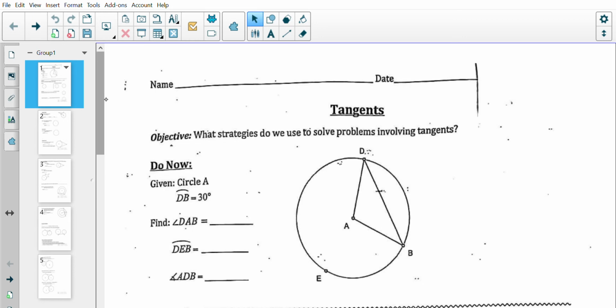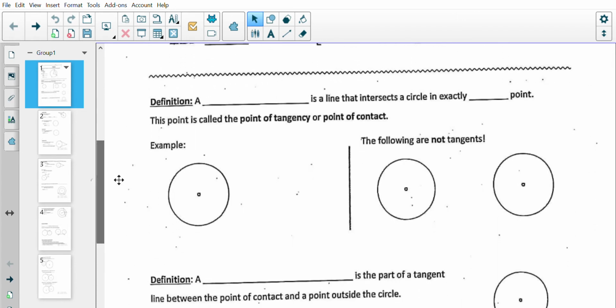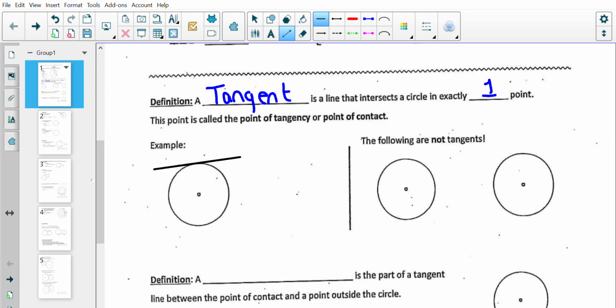Okay guys, so we are moving on to more circles. Today we're going to learn about tangents, and a tangent is a line that intersects a circle in exactly one point. This point is called the point of tangency. So really, a tangent is a line that touches the circle at exactly one point.